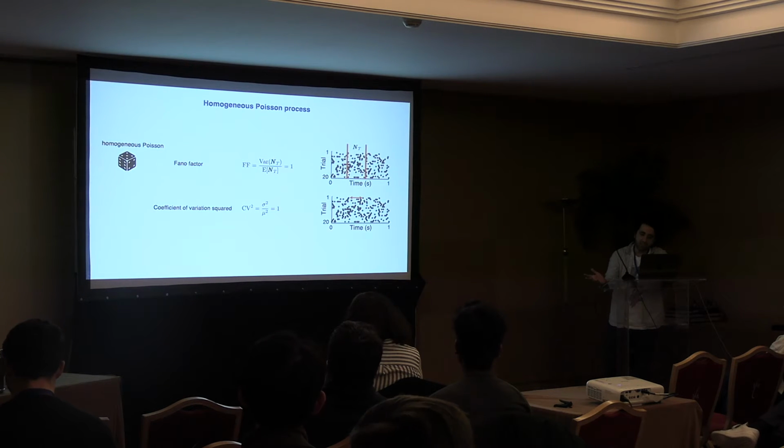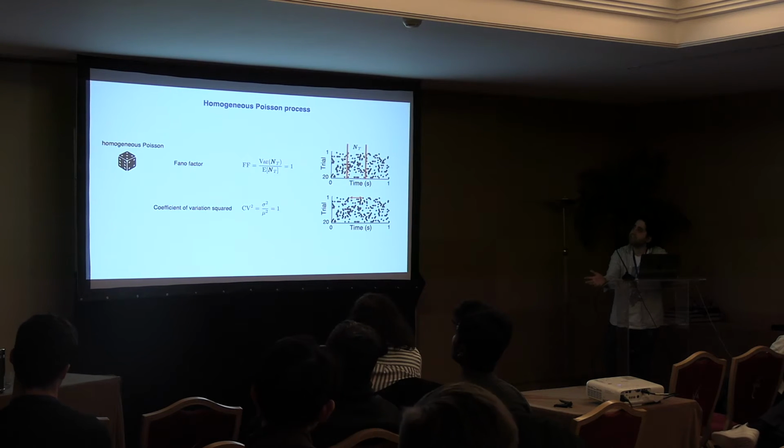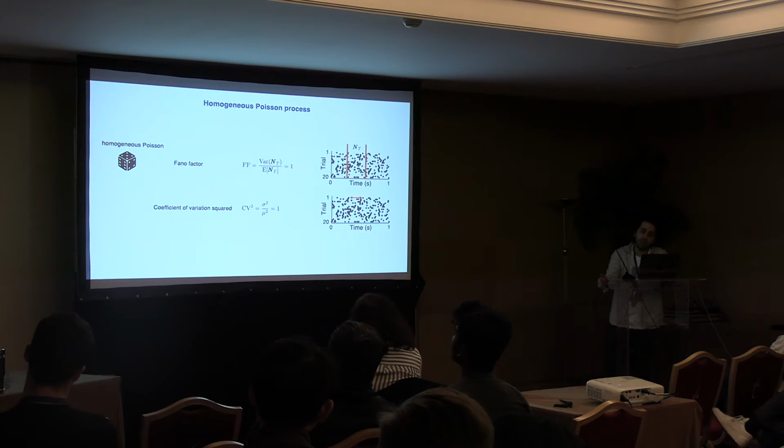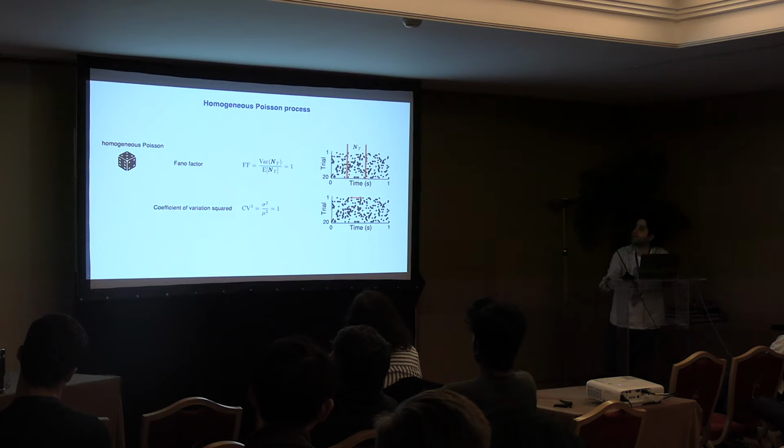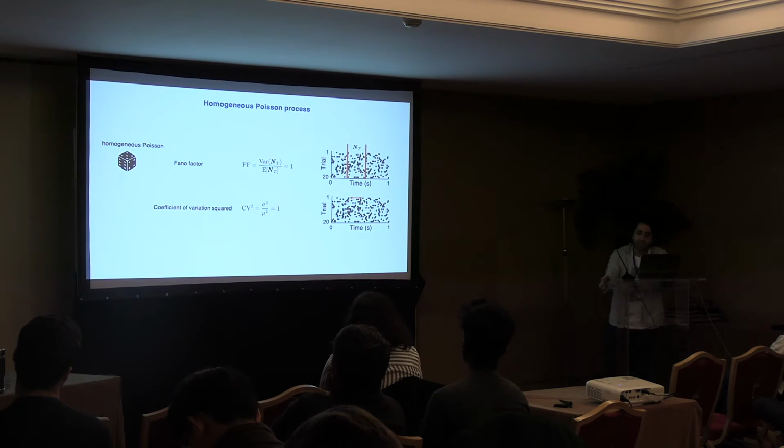Now, there are two common metrics that people use to measure spiking irregularity. First is the Fano factor, which is defined as the variance of the number of spikes that we see over trials, divided by E of n. The Fano factor for the homogeneous Poisson process is 1. The other is the coefficient of variation squared, which is defined as the ratio of the squared standard deviation of the ISI to the squared mean. Again, for the Poisson process, this is 1.